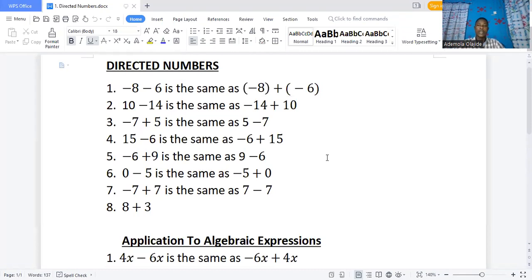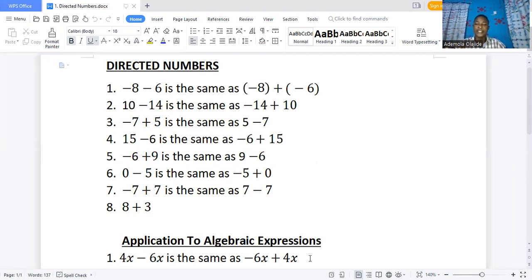Okay, we want to talk about directed number today. So for example, if you look at number 1, we have -8 minus 6. The analogy you can use there is like you owe 8 naira, you also owe 6 naira. So how much are you owing together? That is, you are owing 14 naira. So if you have -8 minus 6, it means -14.